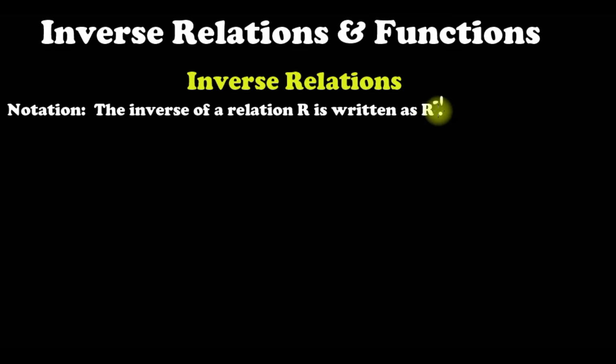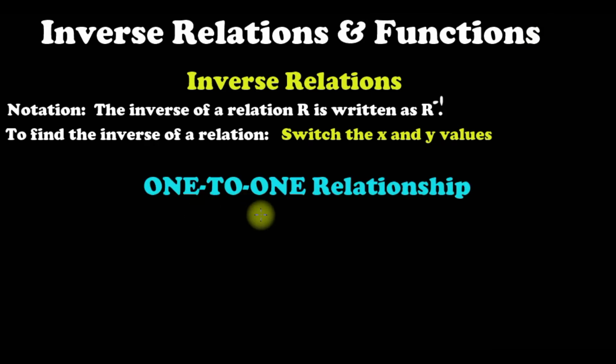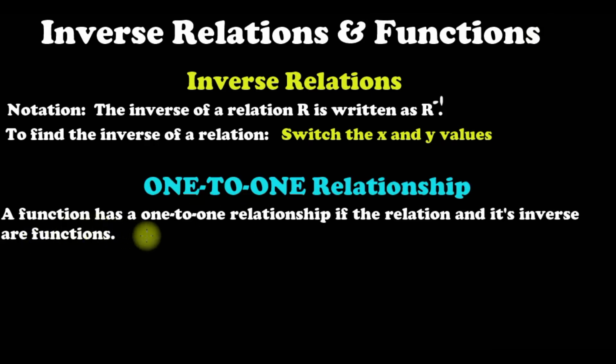So R to the negative 1 is the inverse notation for R. To find the inverse of a relation, you have to switch the x and the y values. One-to-one relationship: a function has a one-to-one relationship if the relation and its inverse are functions. So if the relation is a function and the inverse is also a function, then you have a one-to-one relationship.